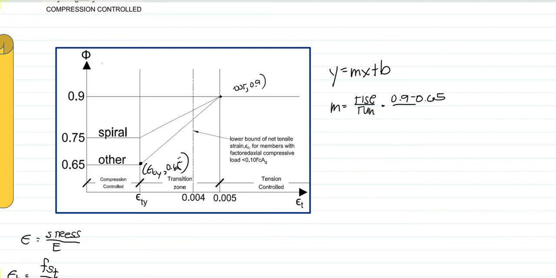So, run natin will be 0.005 minus epsilon t sub y. So, yan ngayon yung run natin. So, our slope can be simplified as a value that is 0.25 over 0.005 minus epsilon t sub y, which is also equivalent to a value 1 over 4 times 0.005 minus epsilon t sub y. So, yan ngayon yung slope natin.